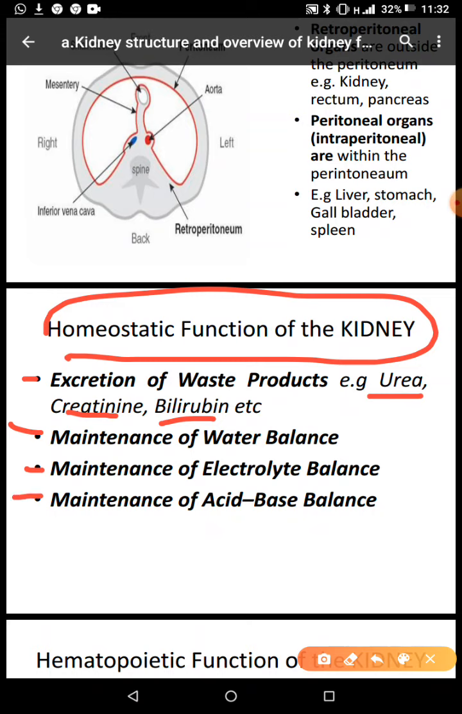The kidneys are also involved in homeostasis of what we call acid-base balance. We know that the normal pH is between 7.35 and 7.45. And the major electrolytes contributing to pH are hydrogen ions and bicarbonate. So the kidneys balance the levels of these substances, hydrogen ions and bicarbonate.